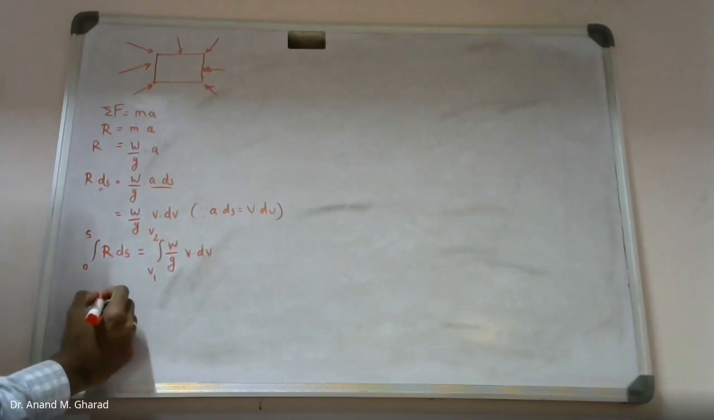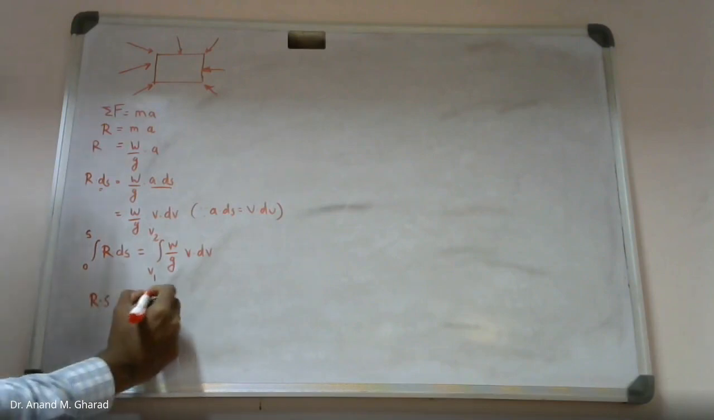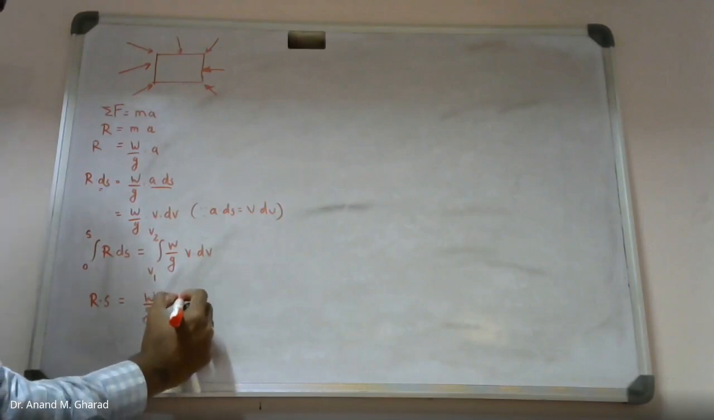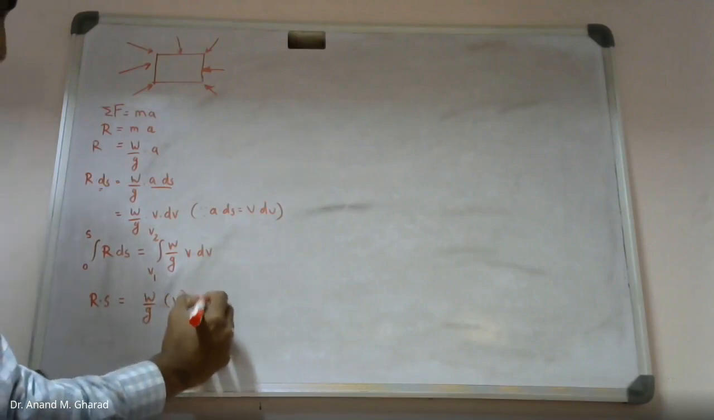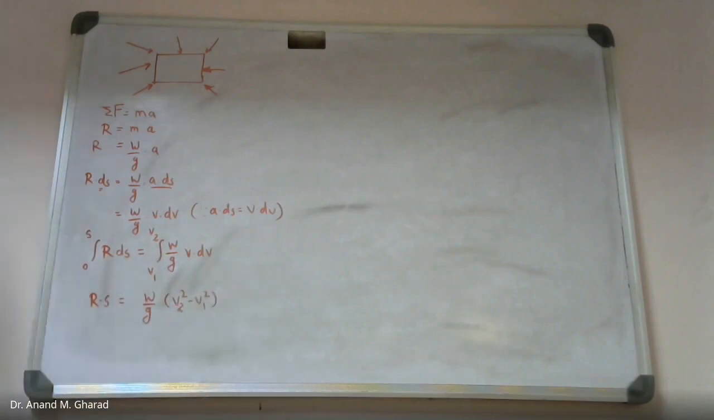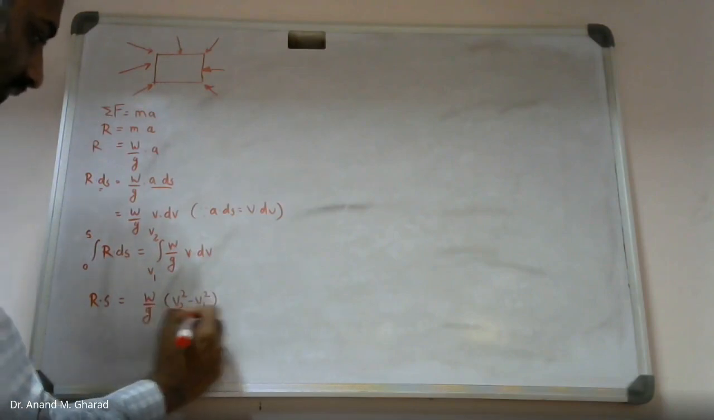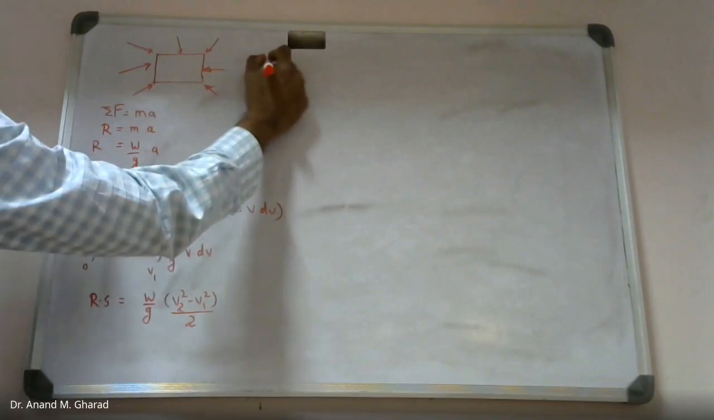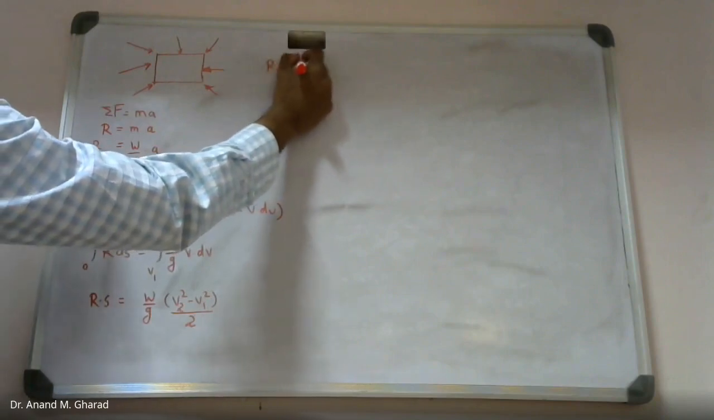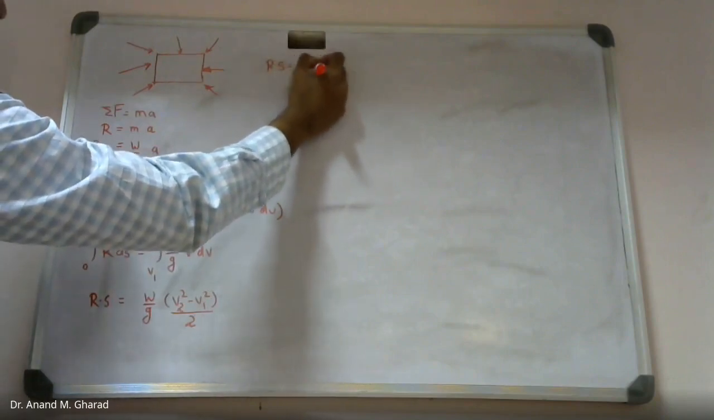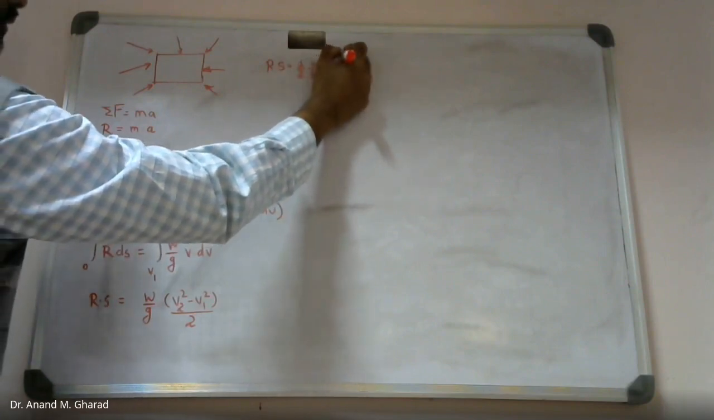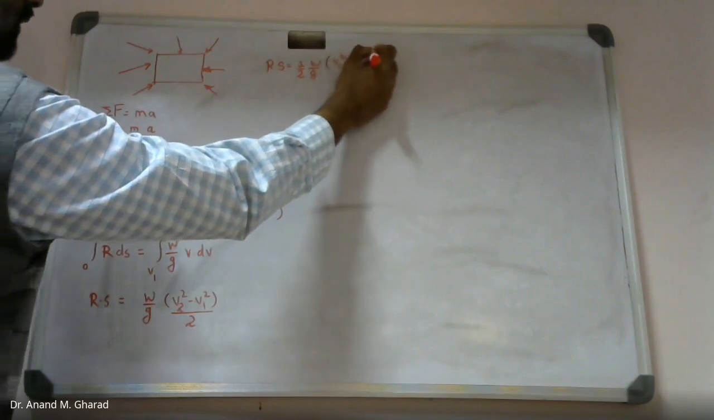What is it? R into S is equal to W by G. This is a common term. It will be V2 square minus V1 square. Am I right? And the whole divided by 2. Or in other terms, R into S is equal to half W by G, or W by 2G, into V2 square minus V1 square.